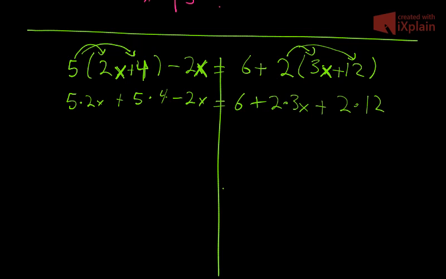A little bit of multiplication here. 5 times 2 is 10, so that's 10x plus 5 times 4 is 20 minus 2x. And on this side, I can do the same thing with my multiplication.